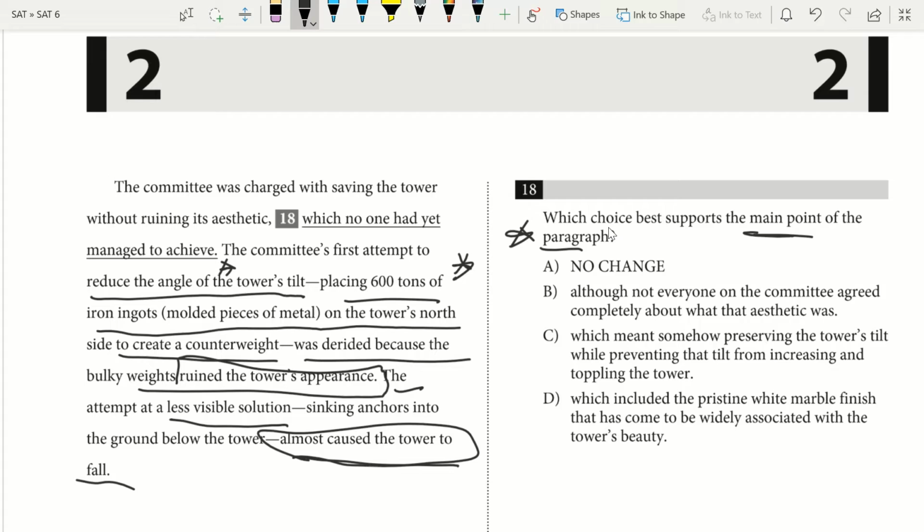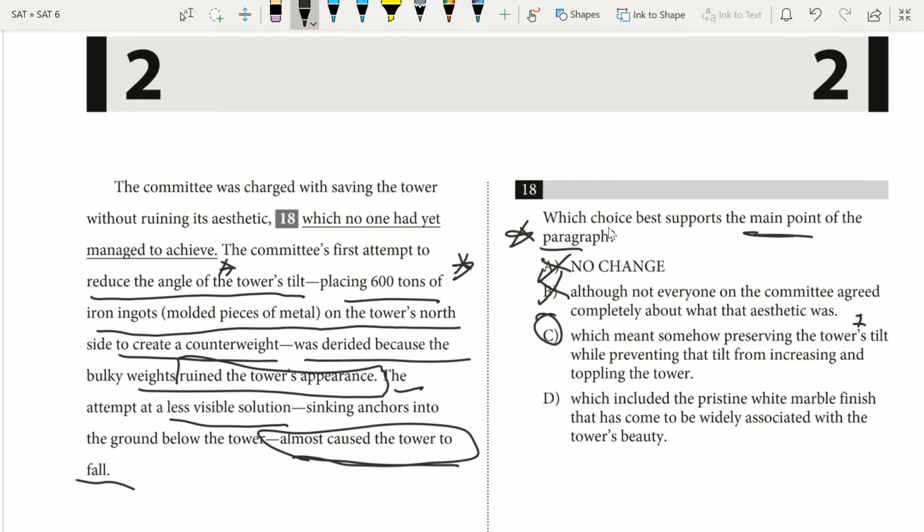A, which no one had yet managed to achieve. That doesn't really support it. B, although not everyone agreed completely on what the aesthetic was. Nope. C, which meant somehow preserving the tower's tilt. That's one of the key points we made. While preventing that tilt from increasing. Yep. And toppling the tower. Yep.